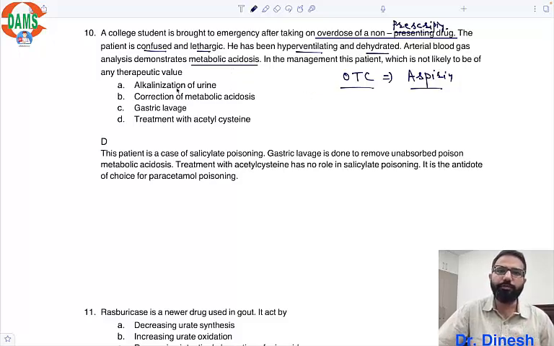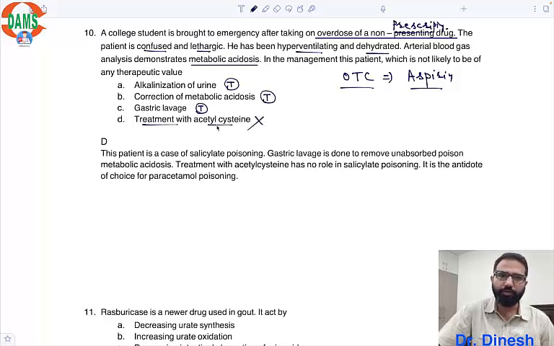So, what is the treatment option? Alkalinization of the urine, yes, that is the treatment of choice. Correction of acidosis, yes, that is true. Gastric lavage, yes, that can be done. Treatment with acetylcysteine, no, that is not correct.